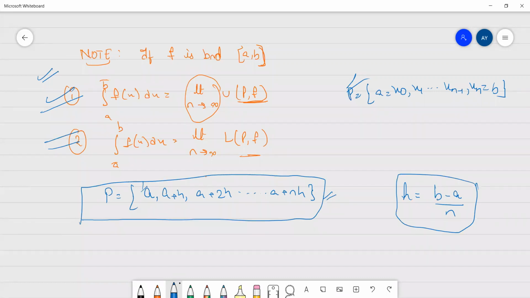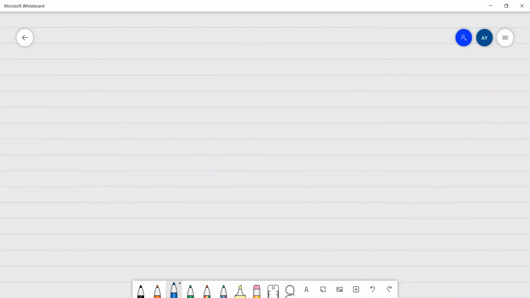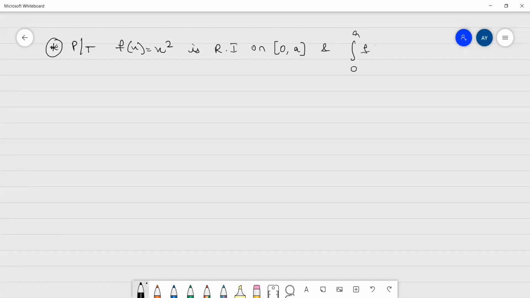Now let us quickly look into the problems of Riemann integrals. How are you actually going to solve the problems? The first problem is: prove that f of x equals x square is Riemann integrable on 0 comma a, and the integral from 0 to a of f of x dx equals a cube by 3. This is a very important problem. You will definitely get it for short or for long. You can expect it either in the first bit or in the second bit. So make sure that you concentrate on this problem.